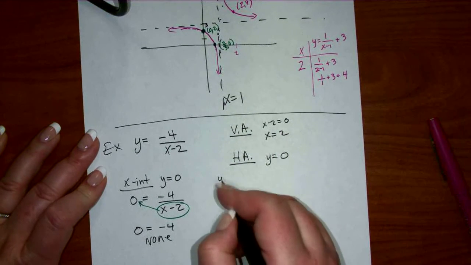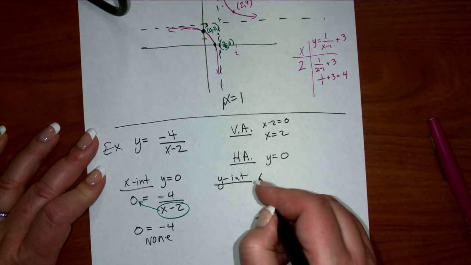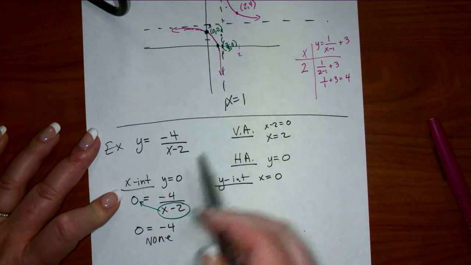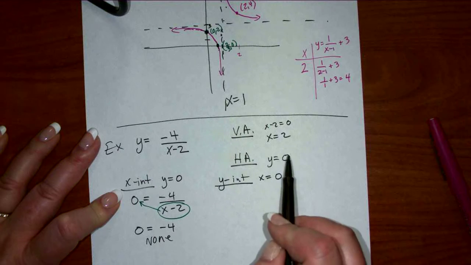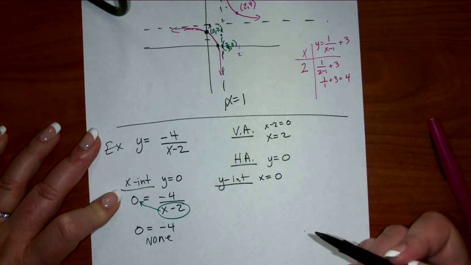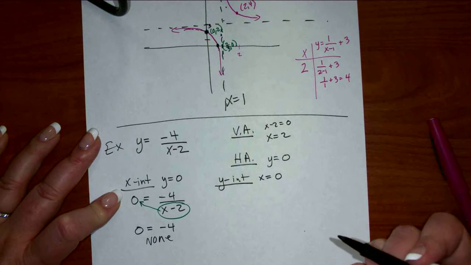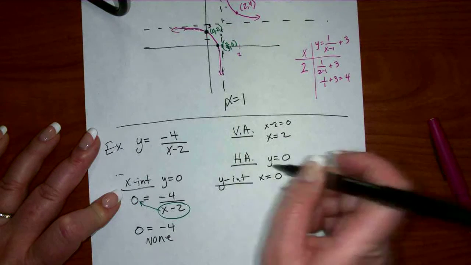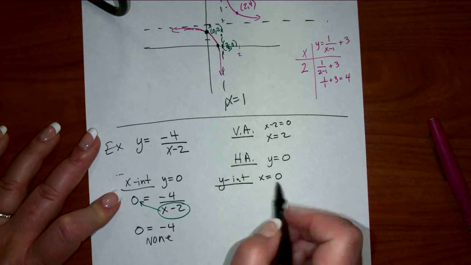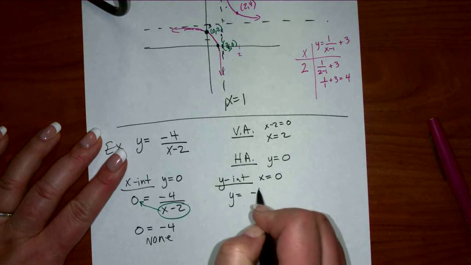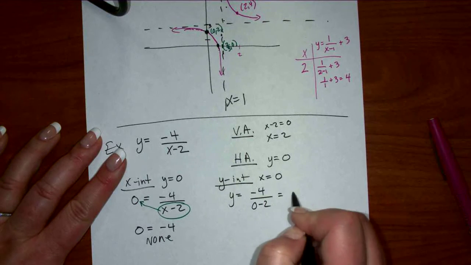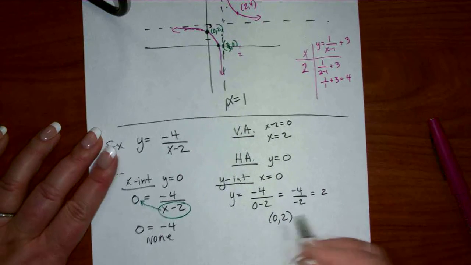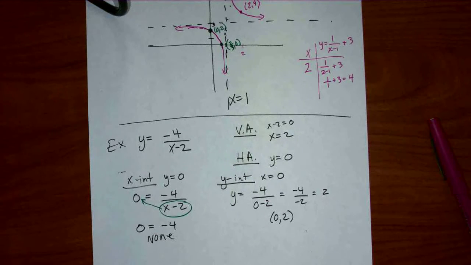Y-intercept. You let x equal 0. Why was there no x-intercept, by the way? What was y equals 0? Horizontal asymptote. So it doesn't have a point there because it's an asymptote. Right, it's the dotted line, is that 0? So it wouldn't have one. X is 0. Minus 4 over minus 2. 2. And it's only 1 point, but that's enough because we have our asymptotes and we know the shape.